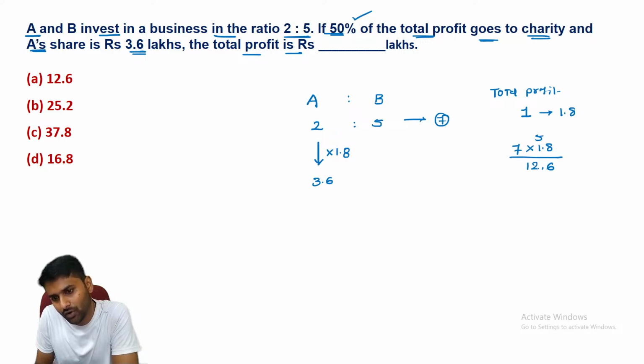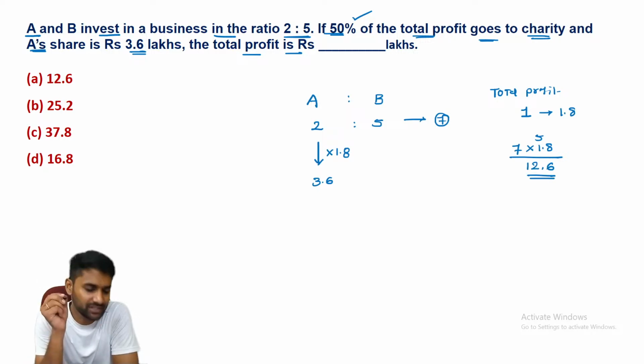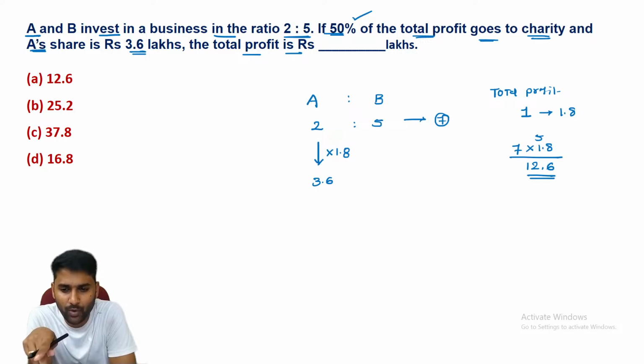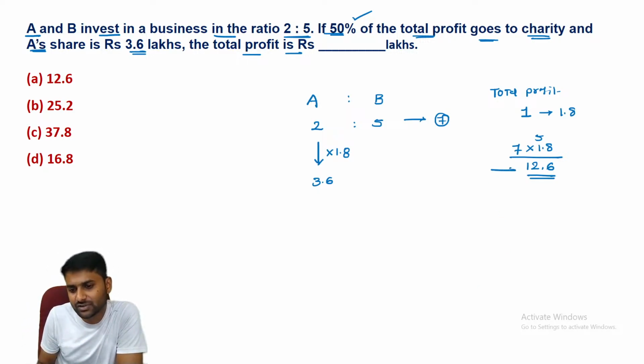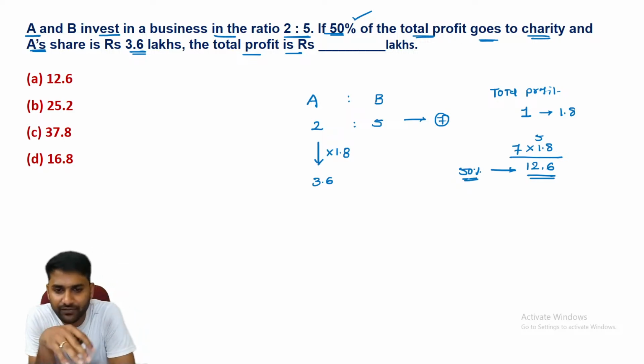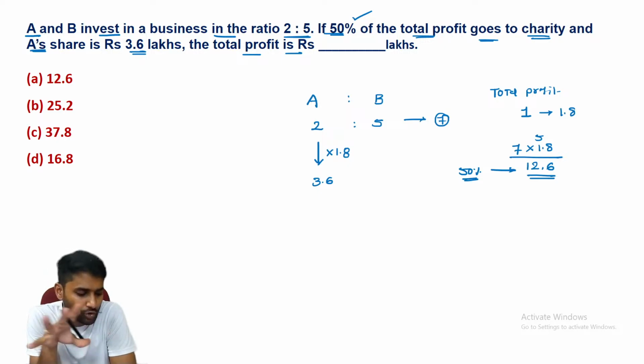Now it's a value of 12.6. If 7 is multiplied with 1.8, you will get 12.6. But see, this is only 50% of the profit. Why? Because it clearly mentioned that 50% of the total profit goes to the charity. So after that amount, we are dividing according to their investment.